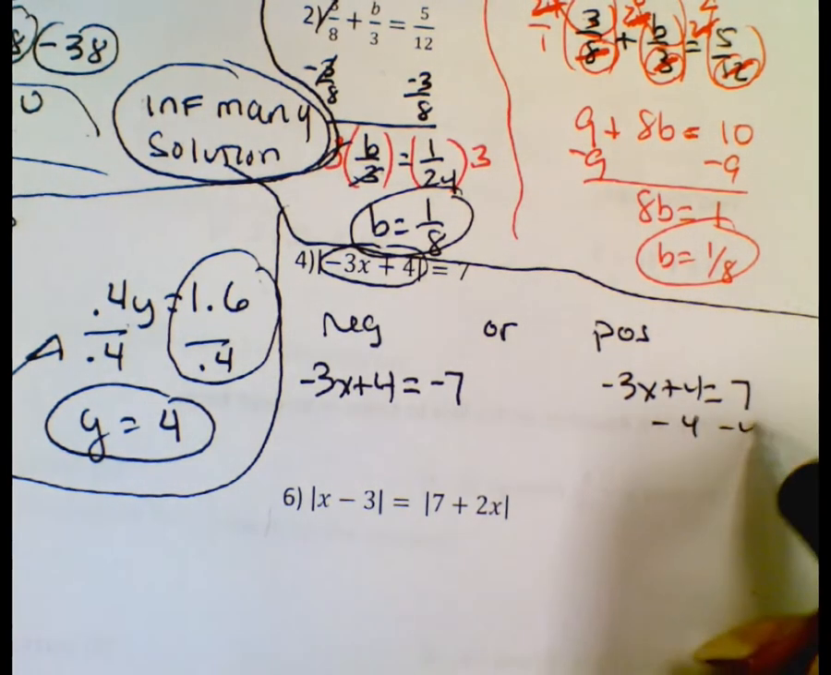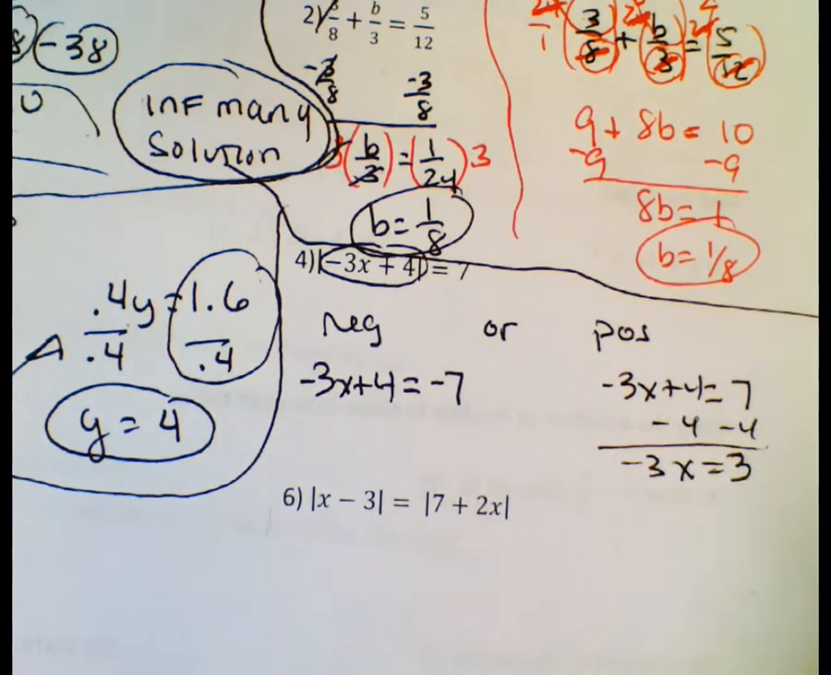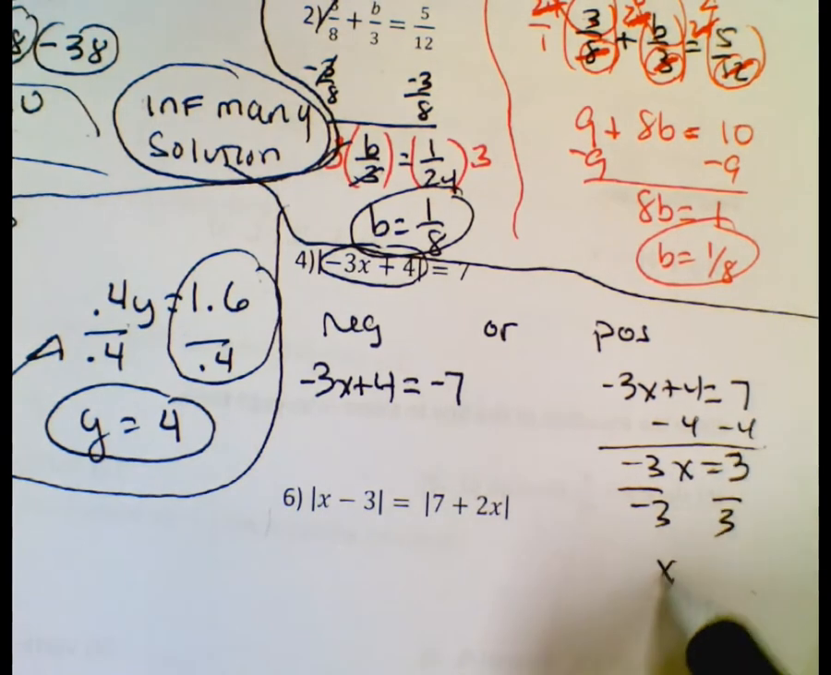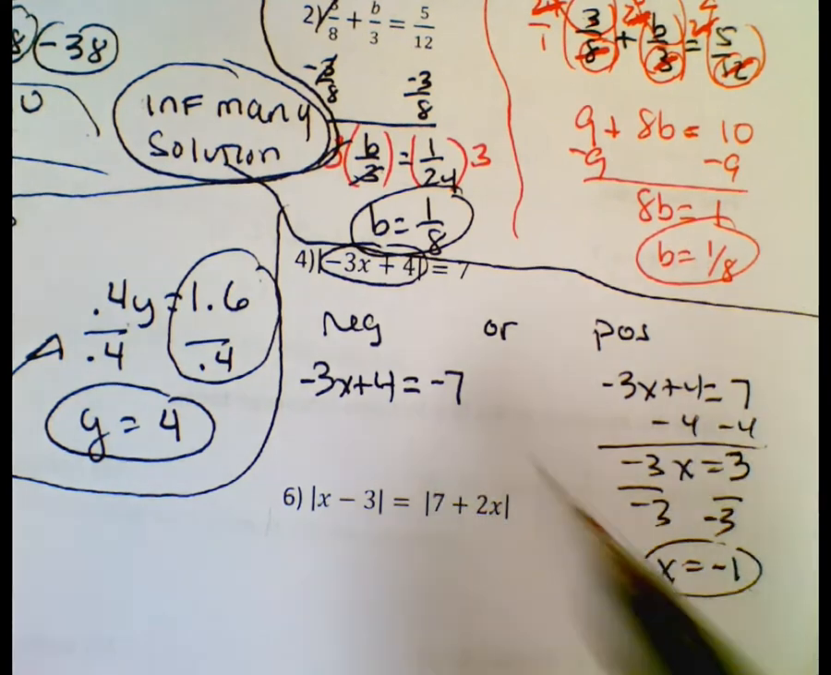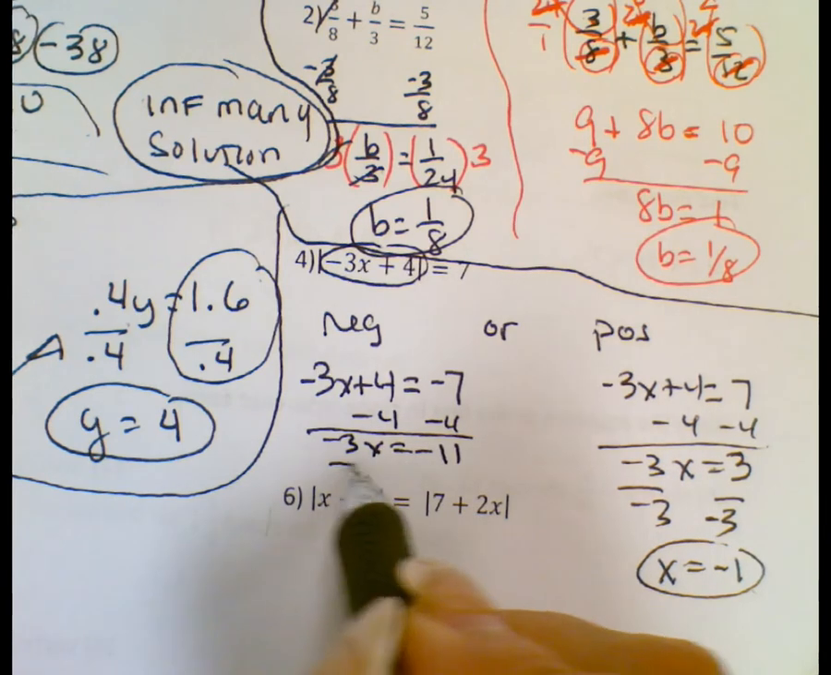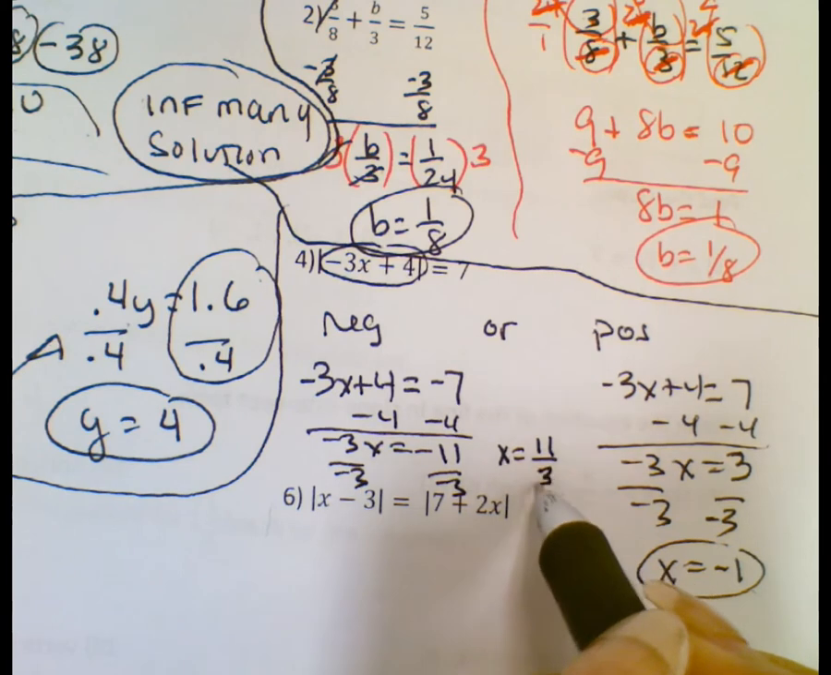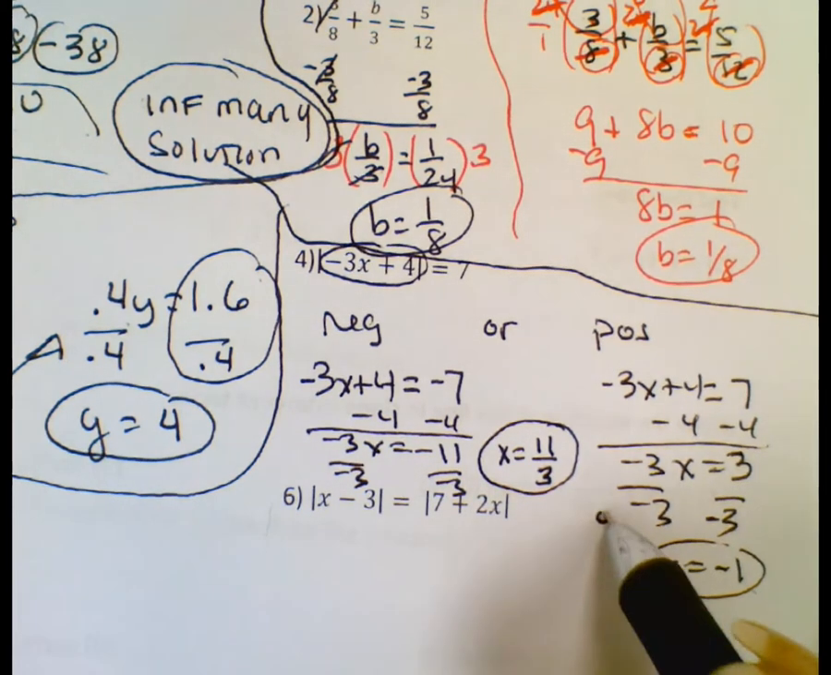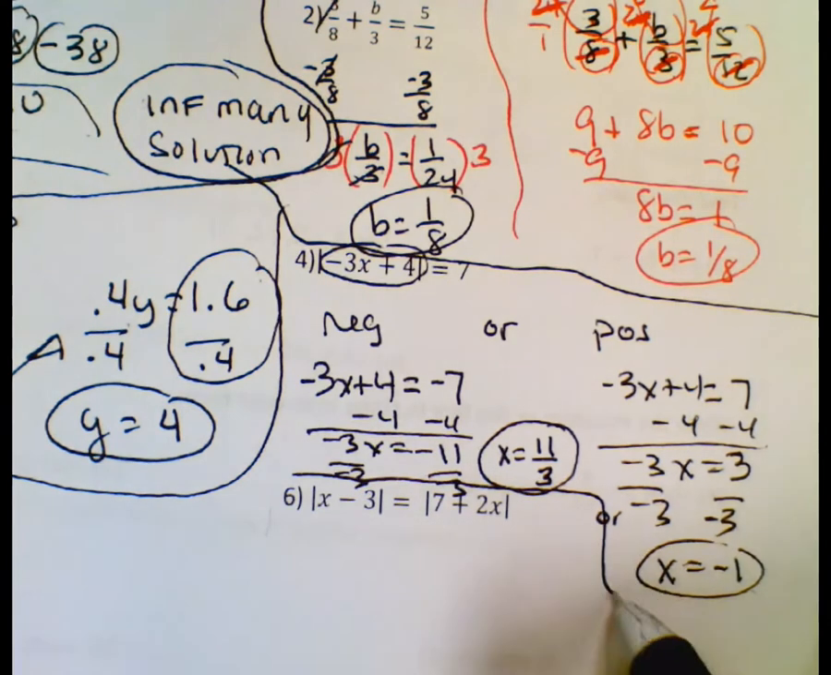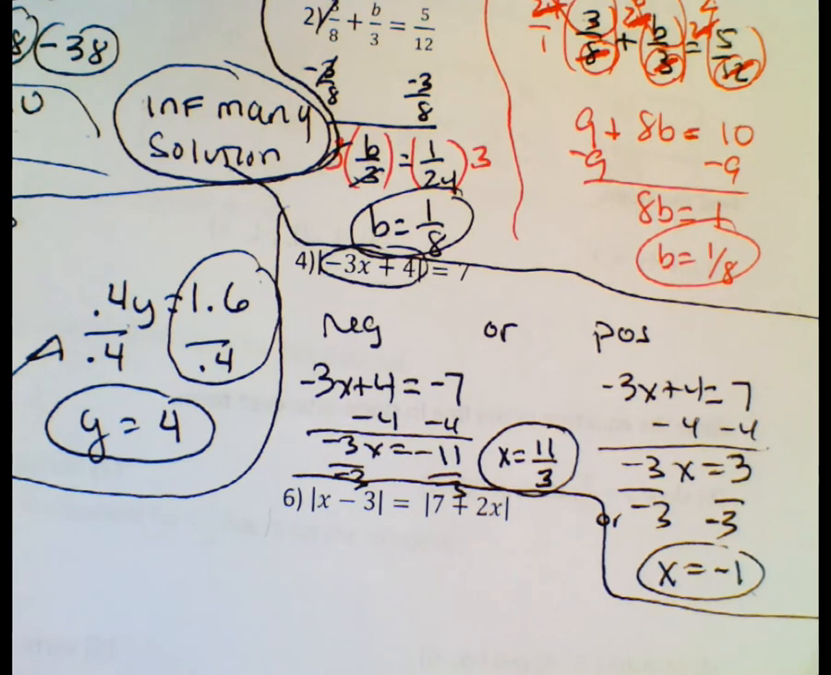So subtract 4. Divide by negative 3, and x equals negative 1. It's one of your answers. The other one, subtract 4. Divide by negative 3, and x equals positive 11 thirds. So you have 2 answers. You do not have to graph it because it's not an inequality, but there are 2 answers every time you see an absolute value.